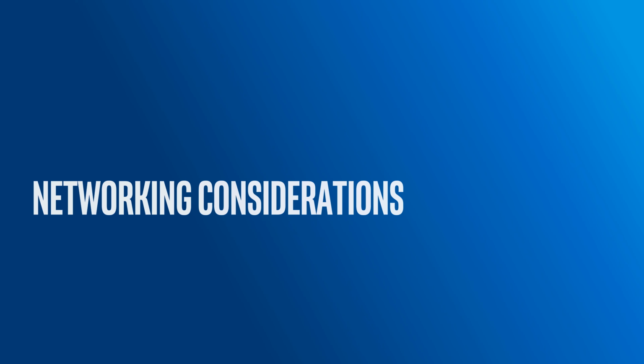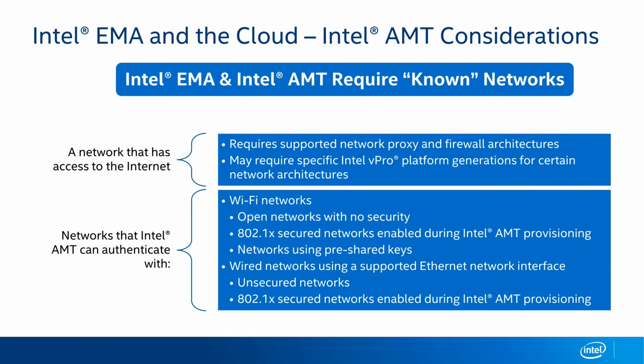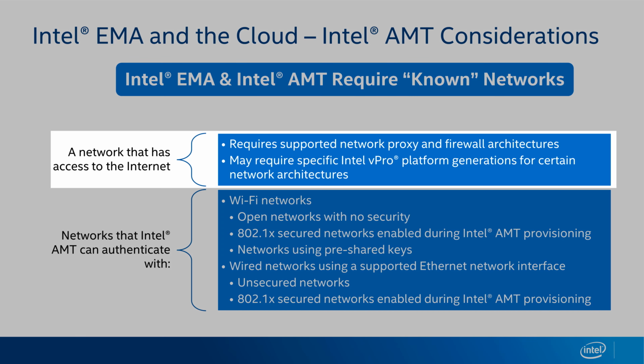All right, I'd like to move on to talking about some of the networking considerations you need to keep in mind when working with Intel EMA and devices over the internet. So if you want to manage devices through the cloud, Intel EMA has to have known networks to work with. And there are really two things that make up what a known network is in this case. First, it's a network that has access to the internet. And we can work with networks that have NAT-based firewalls or proxy servers in place. If you are working with certain proxy architectures, you may have to have AMT version 12 or later to work with those.